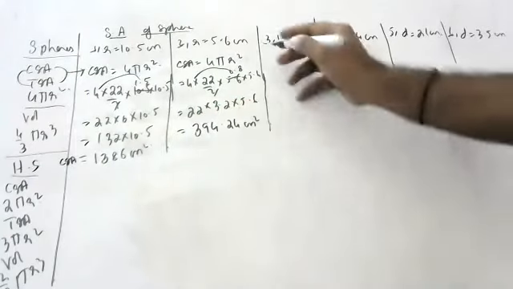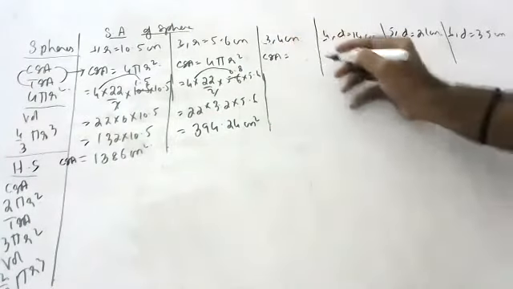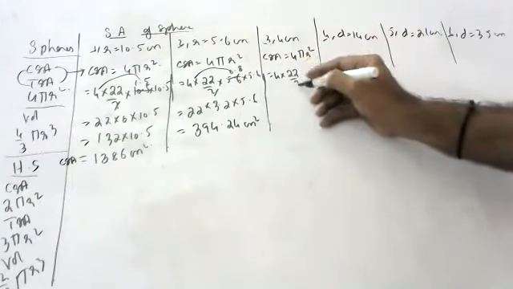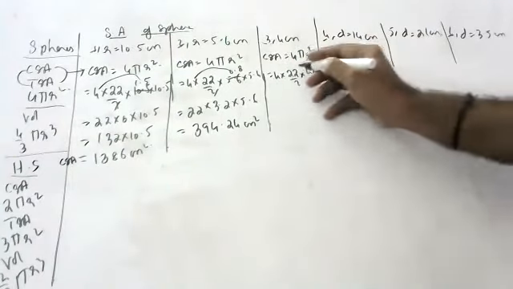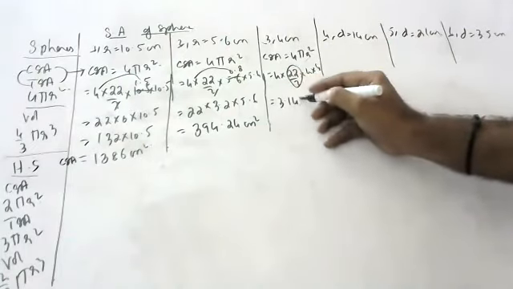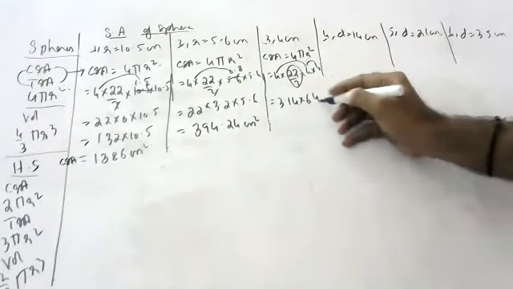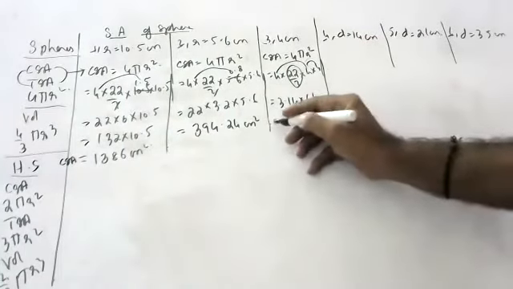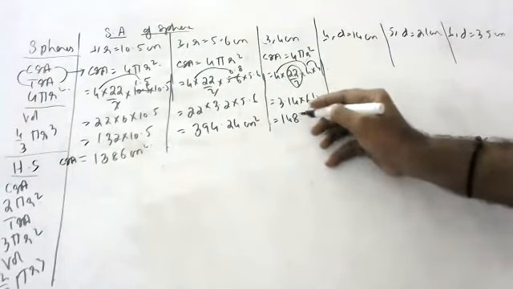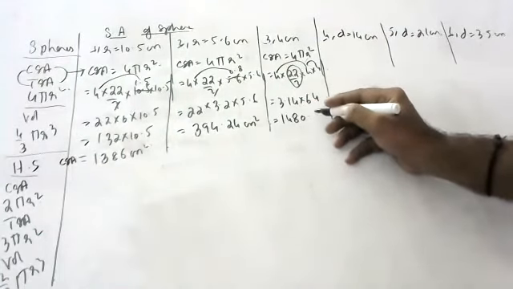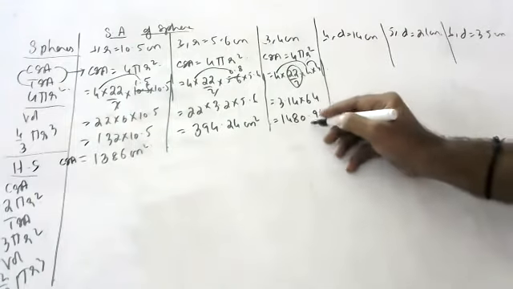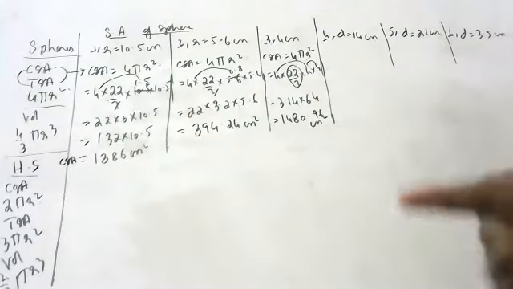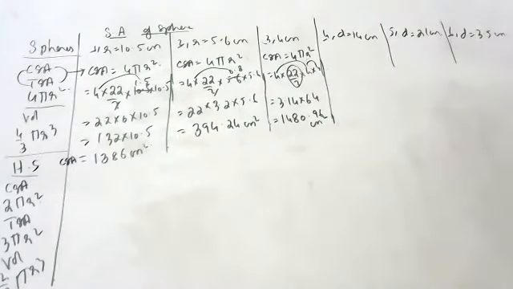394.24. Sujit, third sum. CSA is equal to 4 pi r square, which is 4 into 22 by 7 into 4 into 4. We will take this as 3.14. 3.14 into 4 fours are 16, 4 into 16 is 64. Can anyone help me? 3.14 into 64? 1480.96. Okay. Remaining students, mute your audios. Now Sujit is over. Sujit, it's completed for you.